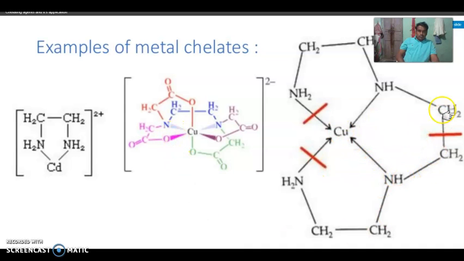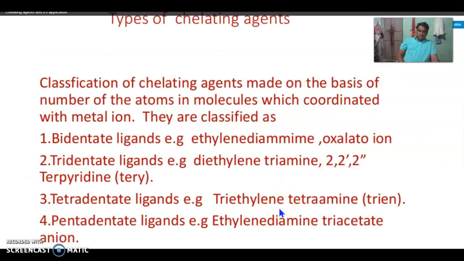Here is tetraethylene triamine. Here one tetraethylene triamine forms four bonds with copper. This is called a chelate, and this process is called chelation.